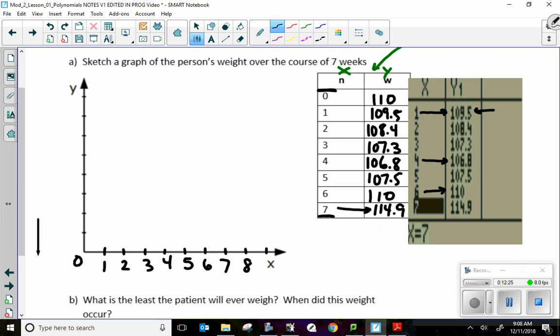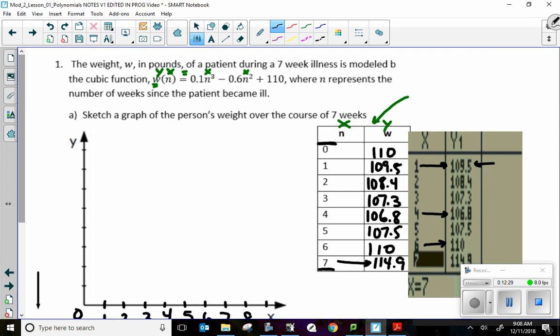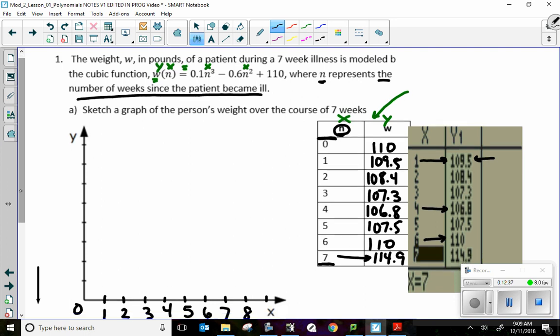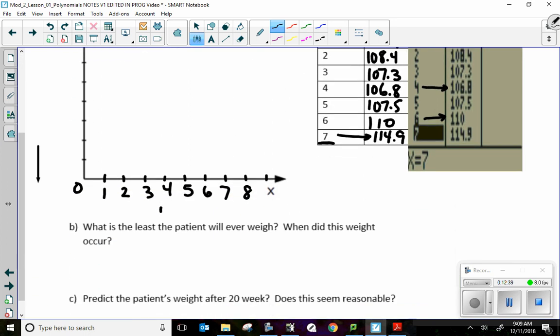Now, x represented what? The number of weeks, correct? Because x is our n, and n represents the number of weeks since the patient became ill. So we'll just call this weeks. If you want to put since patient became ill, you can. That would be even more accurate. Weeks, I don't like writing since patient became ill.